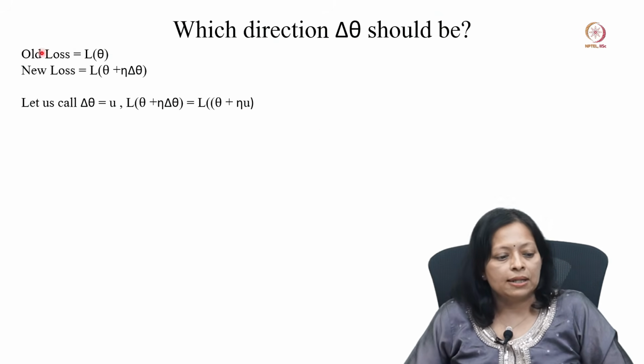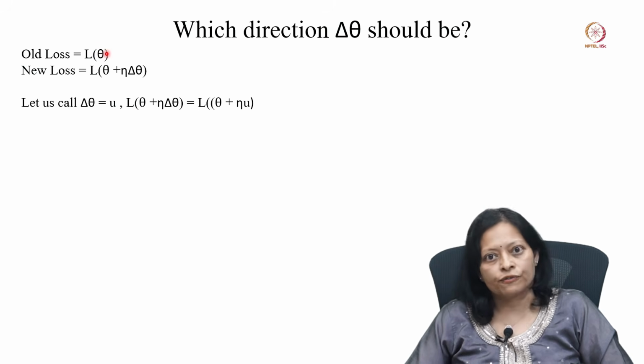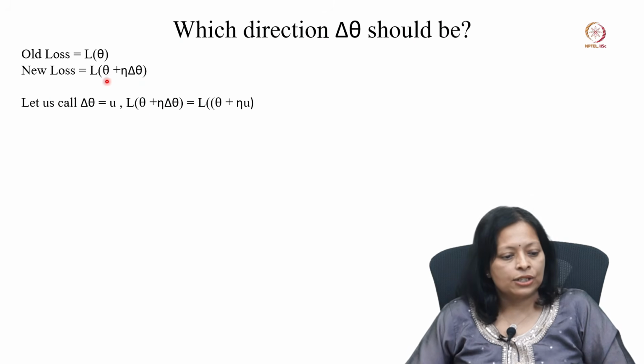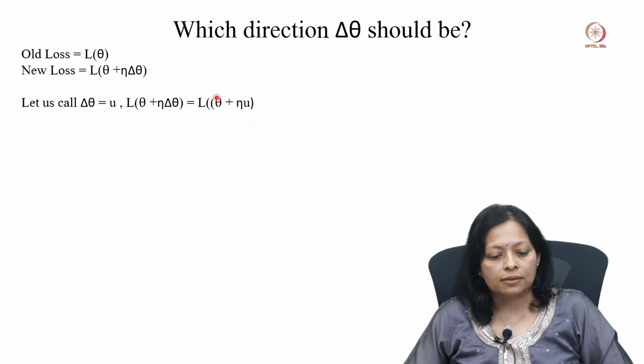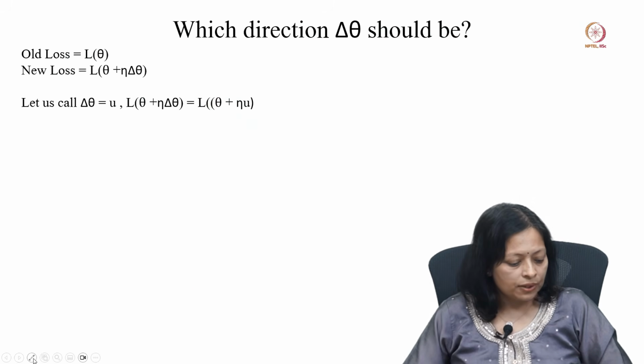Now, we have already told that the loss function here is L, which is a function of theta, and the new loss function is a function of theta plus eta into delta theta. Okay. Now, just for convenience, let us call this delta theta equal to u. Then the loss function L of theta plus eta into delta theta I can write as L of theta plus eta into u.